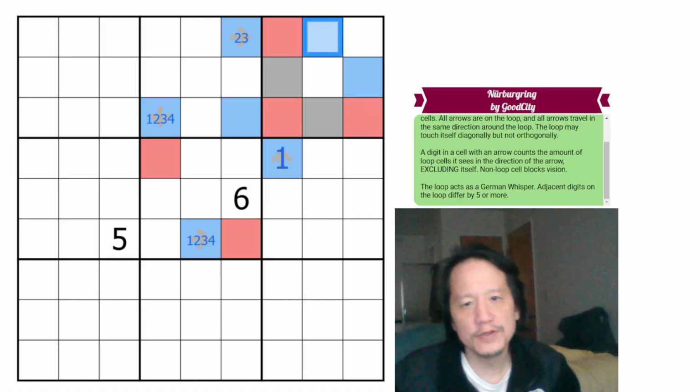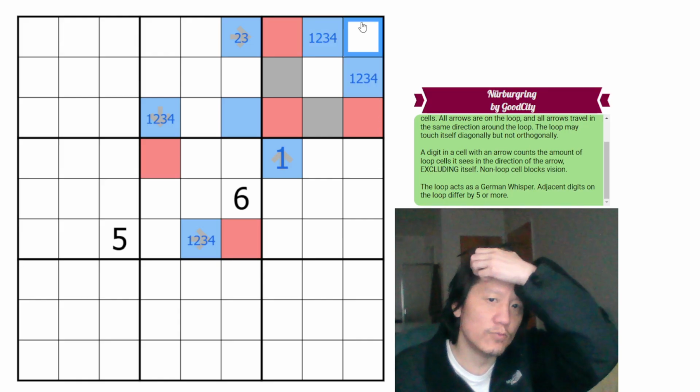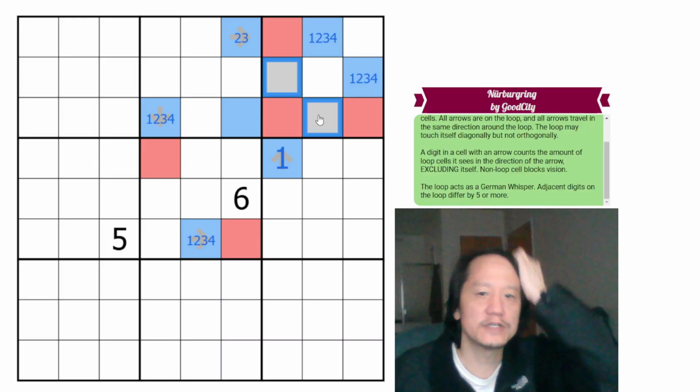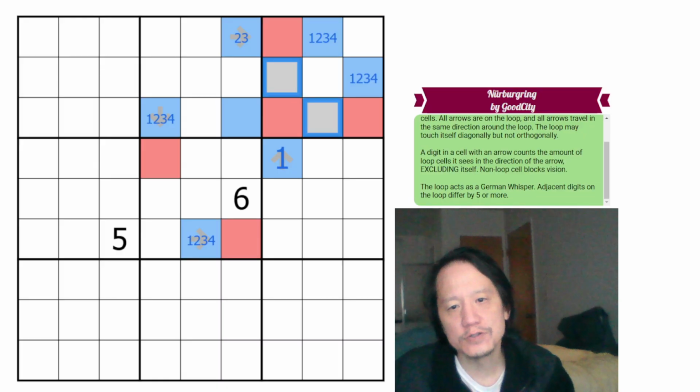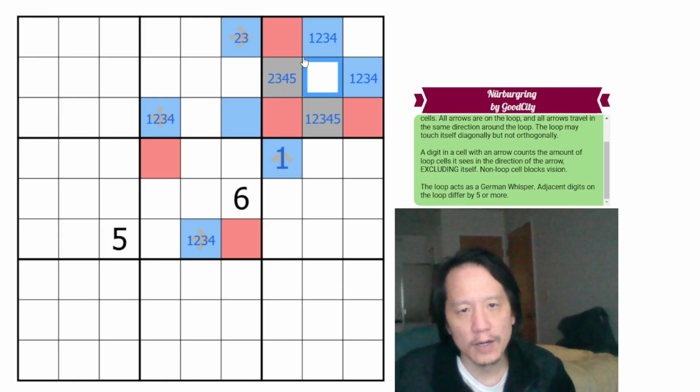So therefore, this is 1 through 4. This is 1 through 4. We know one of these is high, so the rest have to be 1 through 5. So this has to be 1, 2, 3, 4, 5. This can't be 1, obviously, because we have 4 highs already in this loop. This can't be 6. Actually, we know this has to go this way.